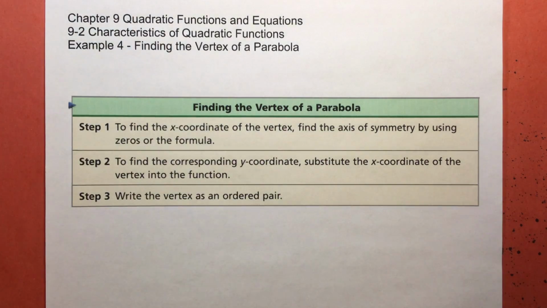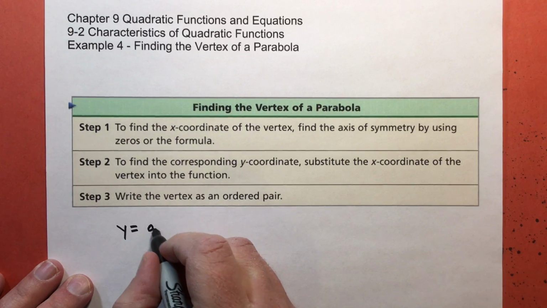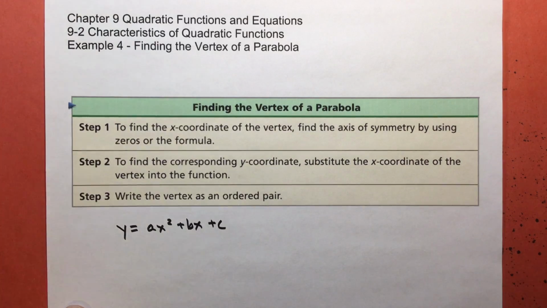So here are the steps. I'll leave this up here. To find the x coordinate of the vertex, first you find the axis of symmetry. We did that in the previous video. It's b over -2a, right? So we're going to start with y equals ax squared plus bx plus c. If it is not in standard form, first of all, you have every right to complain, okay? But you have to put it in standard form. So you move all the x's and any extra numbers over to one side, and the left side has to be just y, or f of x, all right?